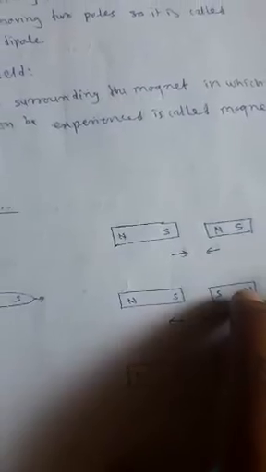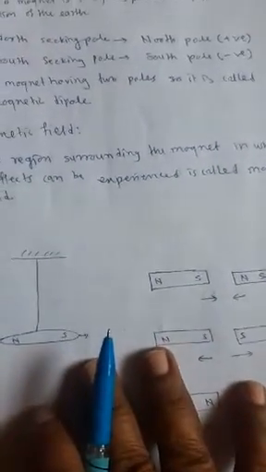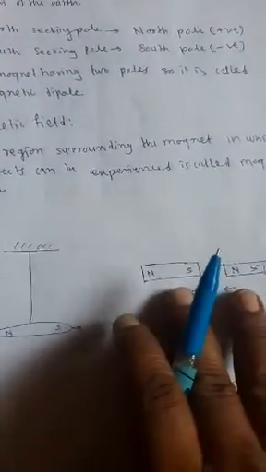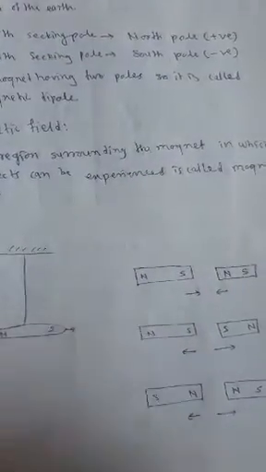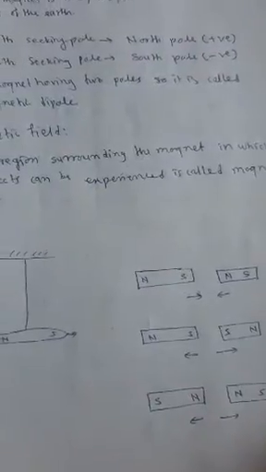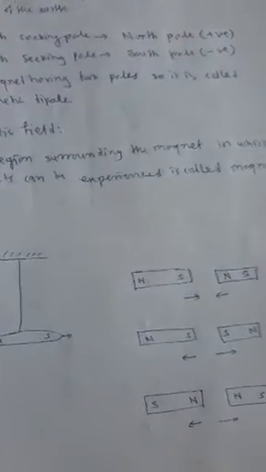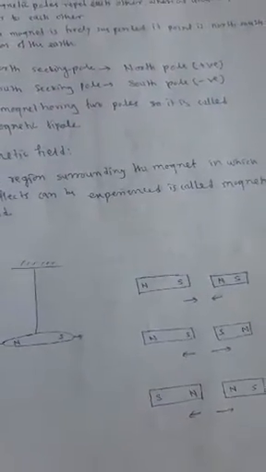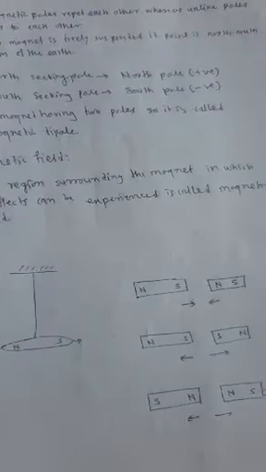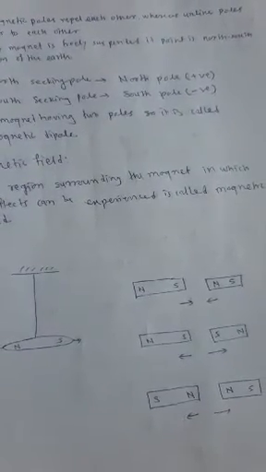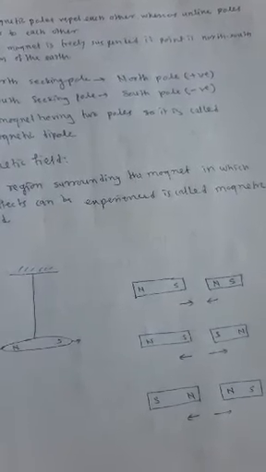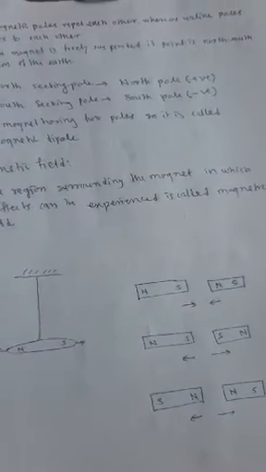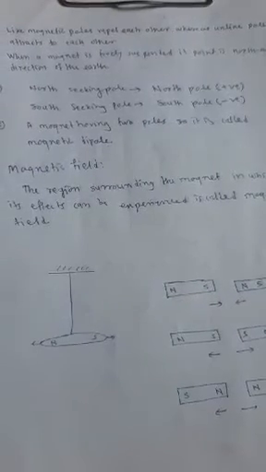In electrostatics, we have seen that there are two types of charges, positive and negative charges. Like charges repel each other and unlike charges attract each other. Similarly, in this case also, like poles repel each other and unlike poles attract each other.